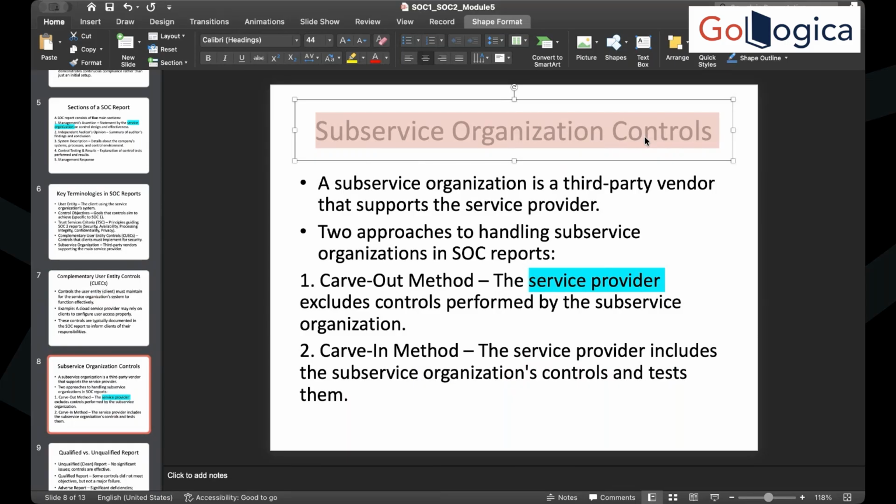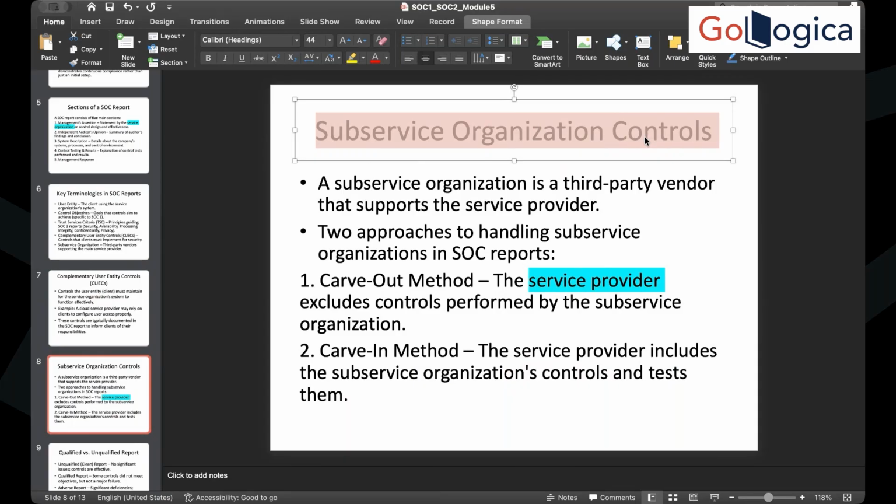I definitely need to put some safeguards on my data. So the CUECs and the sub-service controls are not really different. It depends on what sort of business you are in and what sort of data is hosted at your service organization. A sub-service organization is a third-party vendor that supports the service provider. Service provider is me. Third party is Azure.